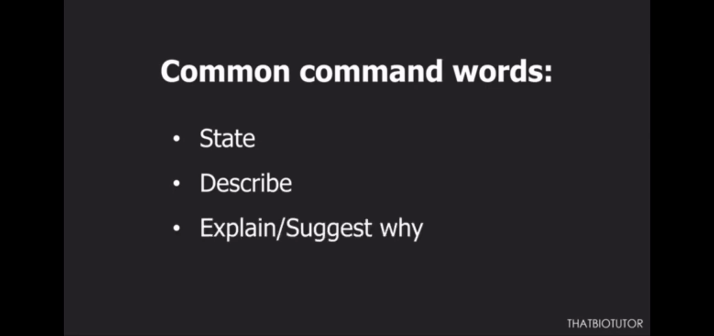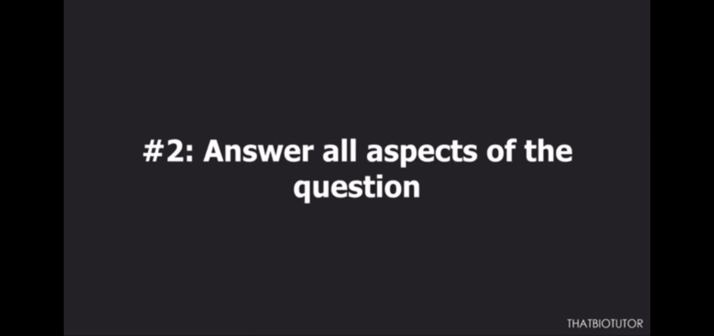And then explain means that you need to give reasons for something happening. The reasons have to be inferred and cannot be directly found in the question. And if it's a suggest why, it's basically the same as an explain question and also is asking for a reason. Number two, answer all aspects of the question.